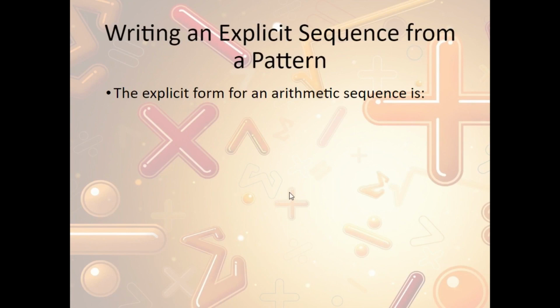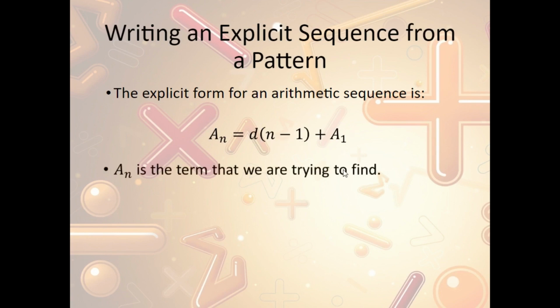Now, is that always easy to find? No, depending on the term, we don't want to have to keep calculating it out. So the easiest way to do this is to write it in explicit form. So the explicit form for an arithmetic sequence is a sub n, meaning the value that we're trying to find, is equal to d, the common difference, times n minus 1, plus a sub 1, the first term in the sequence. So a sub n is the term we're trying to find.